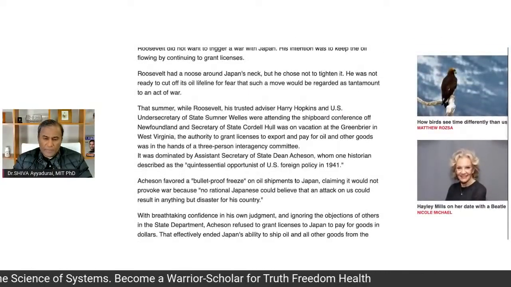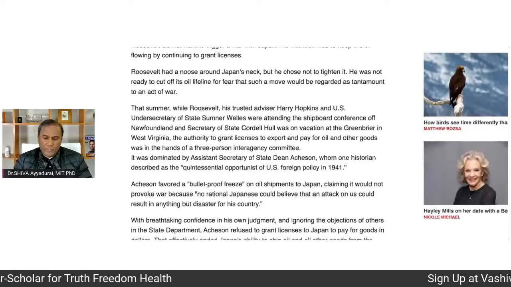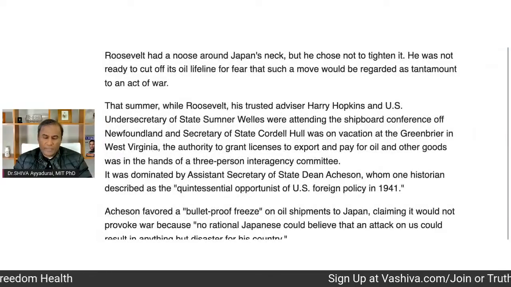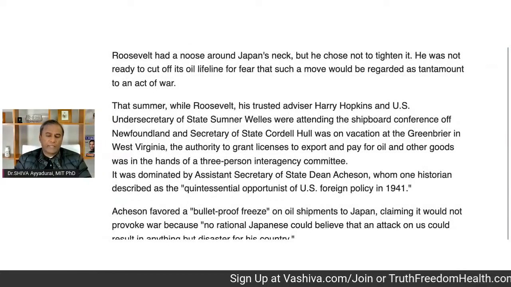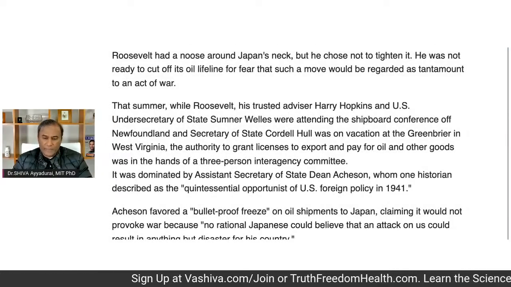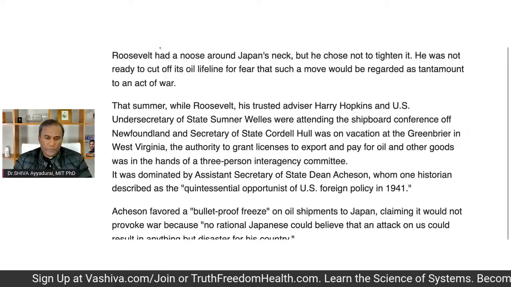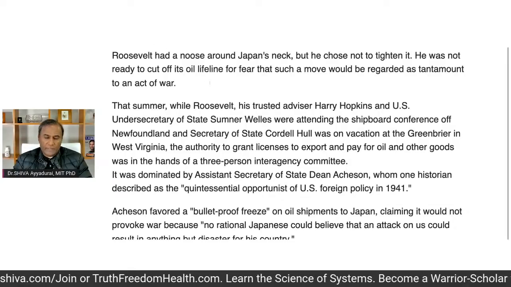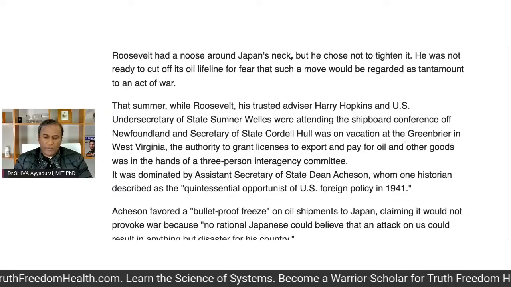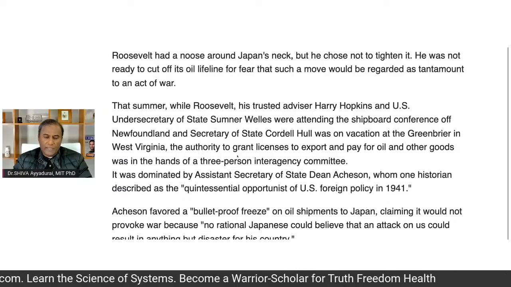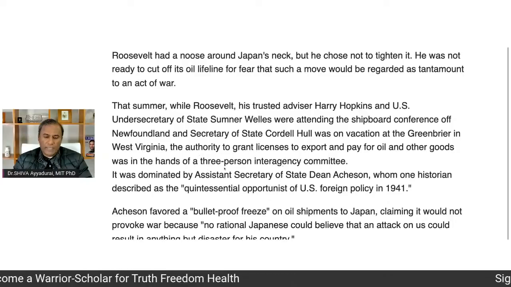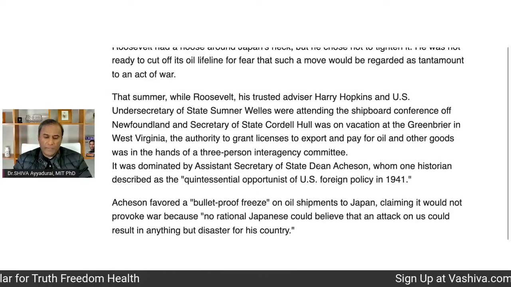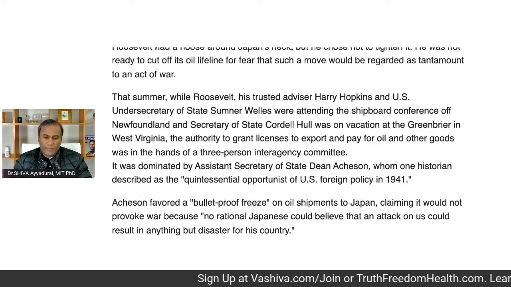In that summer of 1941, Roosevelt and his trusted advisor, right where you can see here, Harry Hopkins, and the U.S. Undersecretary of State Sumner Welles were attending the shipboard conference off Newfoundland, and the Secretary of State Cordell Hull was on vacation at Greenbrier in Virginia. And the authority to grant licenses to export and pay for oil and other goods was in the hands of a 3-person interagency committee, and it was dominated by Assistant Secretary of State Dean Acheson.